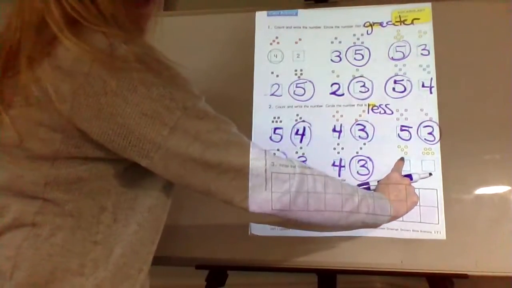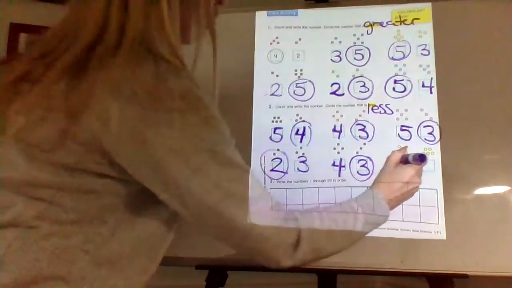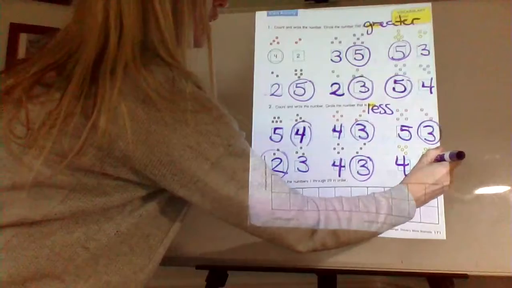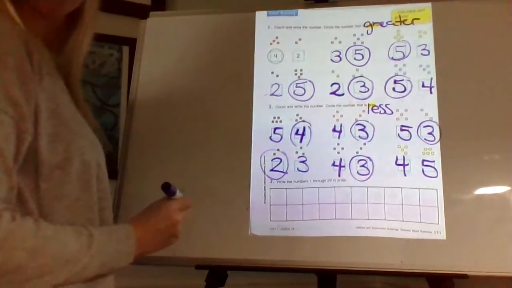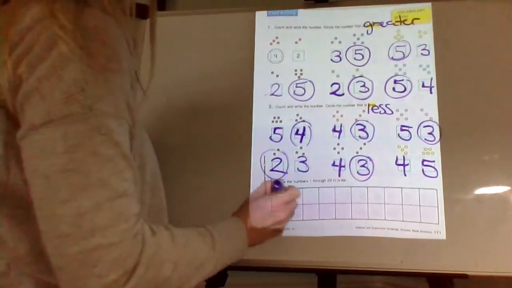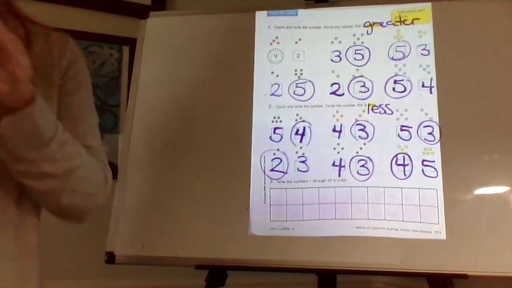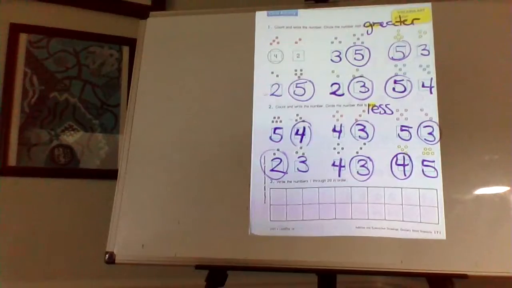Last one. How many here? 4. And how many are here? 5. Which number is less? Which is the smaller number, the less amount? 4.